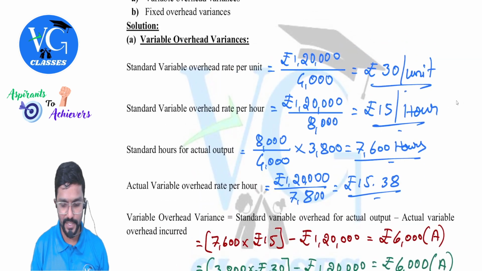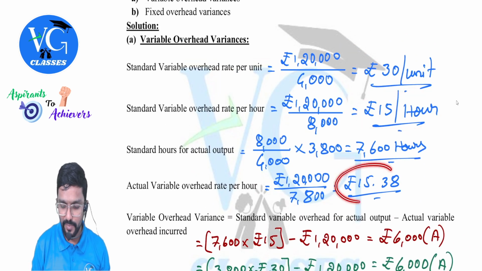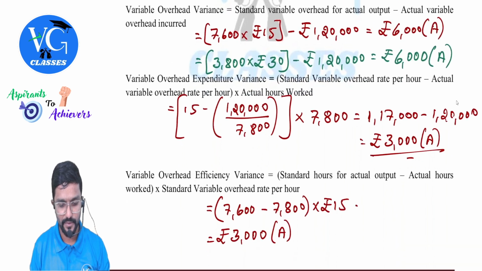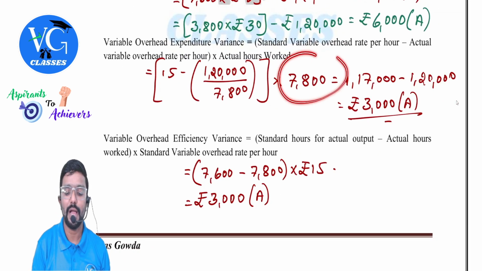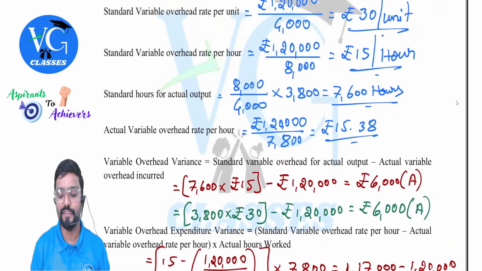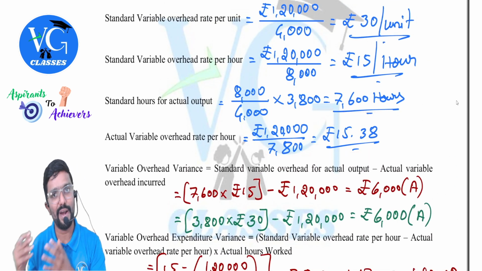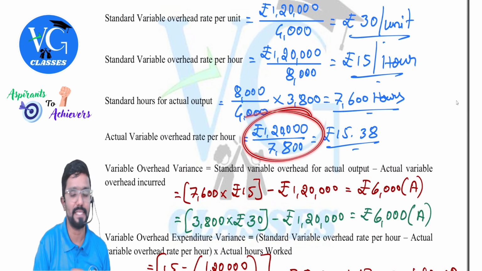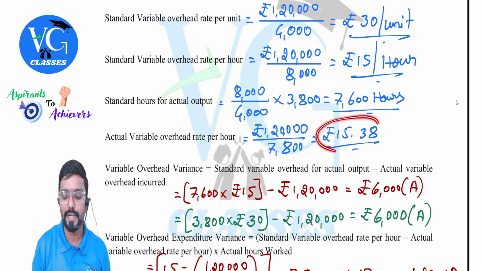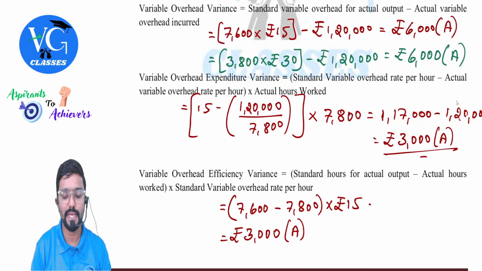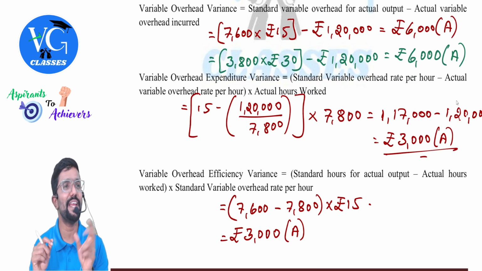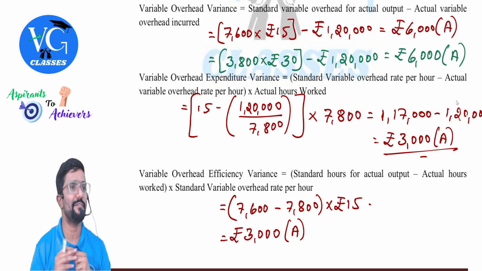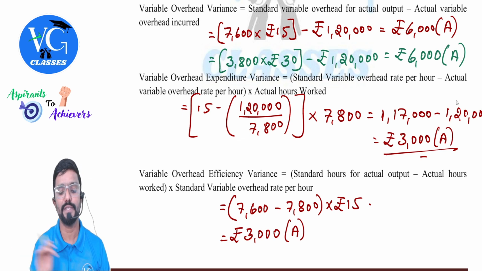Standard rate per hour is how much? 15, minus actual rate per hour, 15.38, into actual hours. Guys, as we have got a decimal here, if you want to avoid the difference, then better take it as it is. You can see I have considered the same: 120 divided by 7,800. Because if I take 15.38, which is a decimal, you might get some difference. So in order to avoid the difference, you can do it this way.